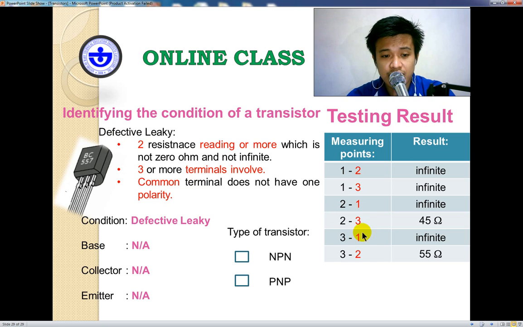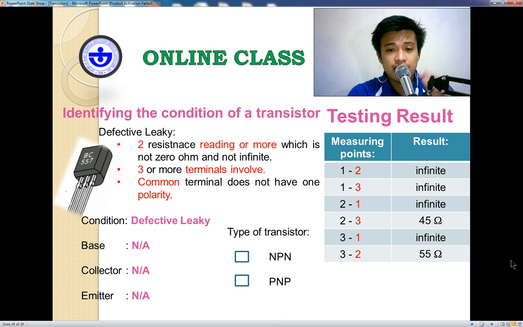Okay, because only two terminals involved. So it can be three or two terminals involved. Okay, and then the condition is defective under leaky, and we cannot identify base, collector, emitter, as well as what type of transistor, because again, the condition of your transistor is defective under leaky. Okay, and that's how you are going to test transistors using ohmmeter.